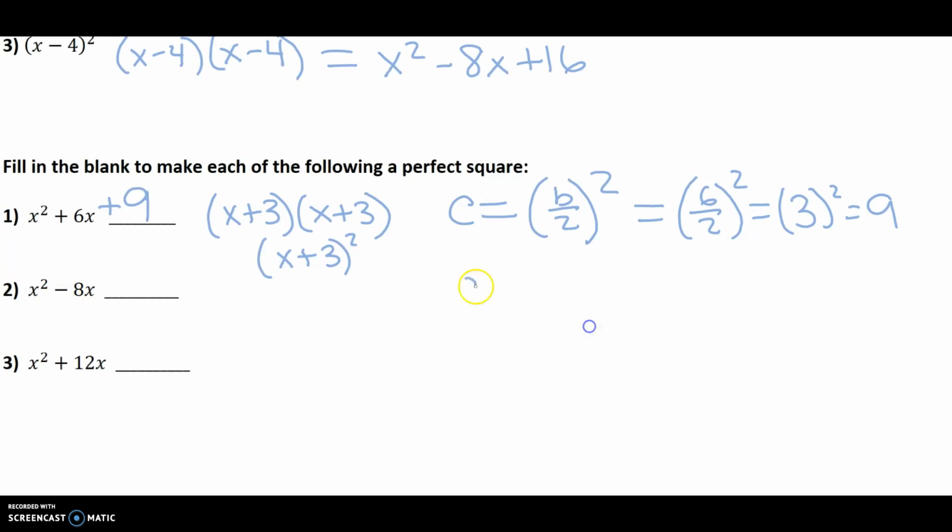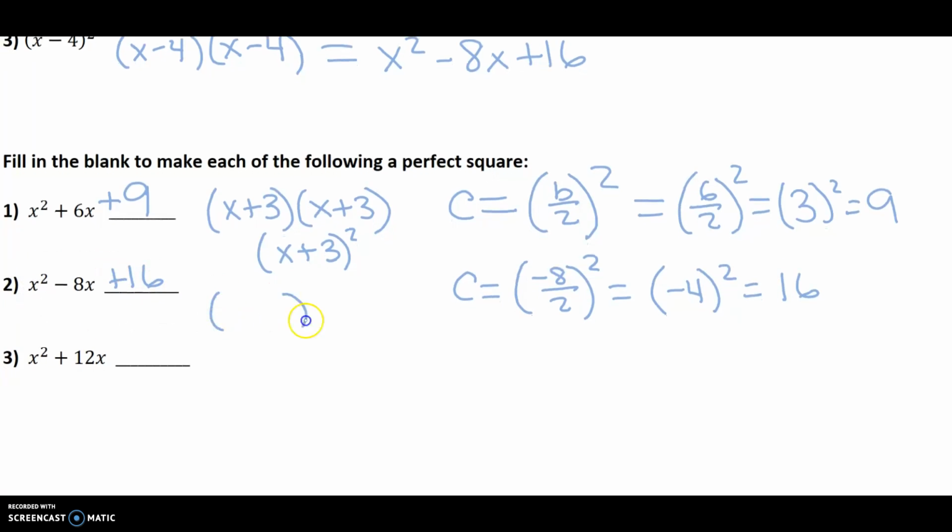Okay, so we're going to do the same thing here. Negative 8 is b, so I take half of that, or I divide it by 2, and I square it. So I get negative 4 squared, which is positive 16. So positive 16 is my constant. That means that this trinomial is a perfect square, and in factored form, again, you can take half of b, which is negative 4, so x minus 4 squared. And again, we can check it. Negative 4 times 2 is negative 8, and negative 4 squared is 16.